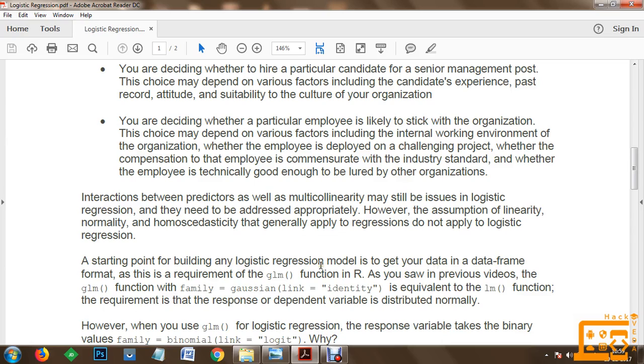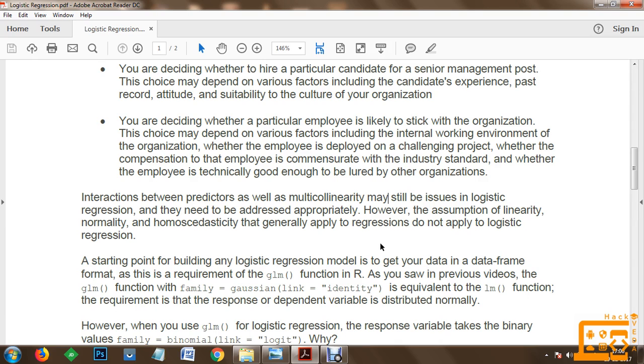Interactions between the predictors as well as multicollinearity may still be issues in logistic regression and they need to be addressed appropriately. However, the assumptions of linearity, normality, and homoscedasticity that generally apply to regressions do not apply to logistic regression. A starting point for building any logistic regression model is to get your data in a data frame format, as this is a requirement of the GLM function in R.